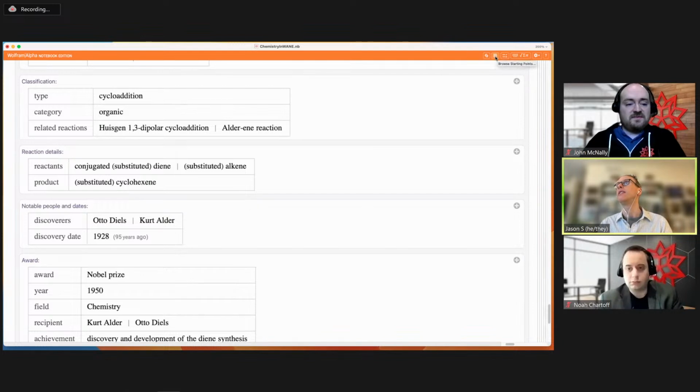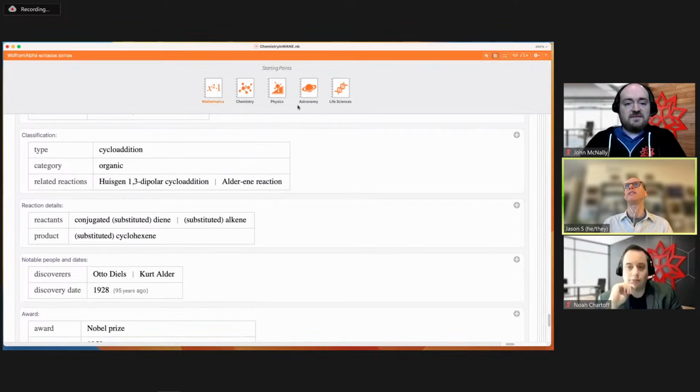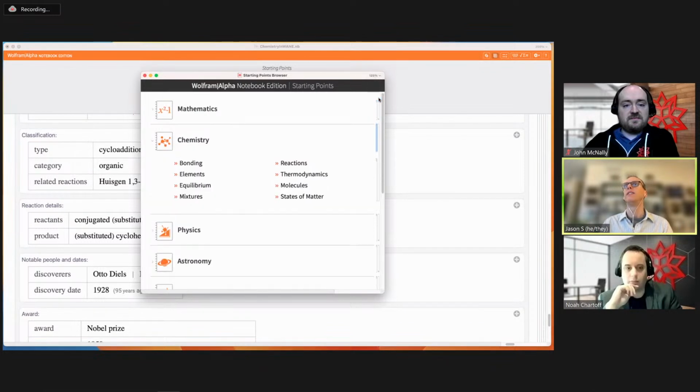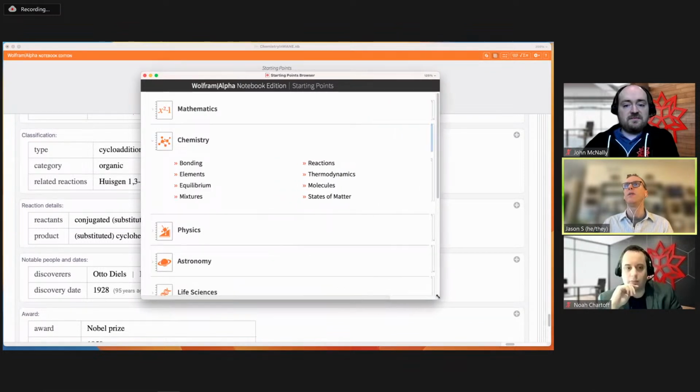Let's see. The second button here says Browse Starting Points. If you click, you get this nice little interface. These are other examples of how to use our tools in your environment, and for us, that's chemistry. If you click on chemistry, what comes up is the notebook. I'll make that a little bigger so everyone can see it from afar. We have 8 notebooks, not just the one that we went through. We have 8 notebooks of topical examples for areas of the curriculum.